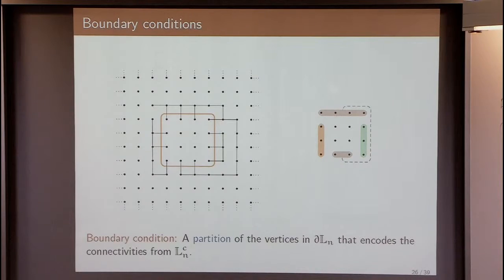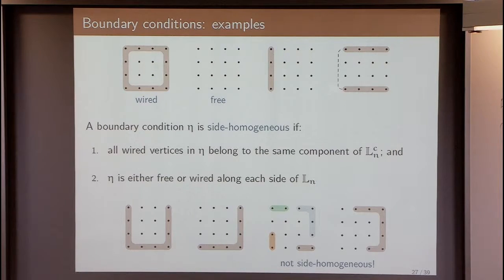So before giving you a flavor of the proof, I have to introduce a few notions, and one of them is this idea of boundary conditions. The idea is that sometimes we want to understand the random cluster measure in the box conditional on some configuration in the complement of the box. So this configuration in the complement will induce some connectivities in the boundary, and we will use a partition of the vertices in the boundary to encode this connectivity. So a boundary condition is a partition of the boundary vertices. Here is an example. These three vertices here are connected through the exterior, so they are in the same element of the partition, and so on. Okay.